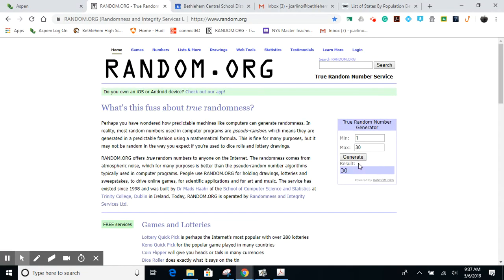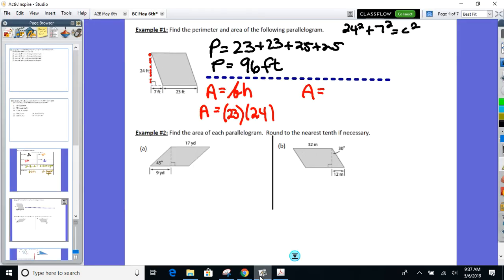What do you got? 30. Yeah, good job. 11. 552. And this is why I need to start seeing units, because it's not feet anymore. Feet squared. Square feet, however you pronounce it. That's why we need units now.